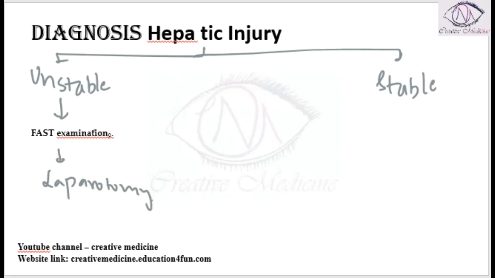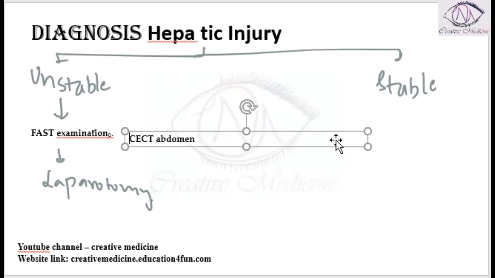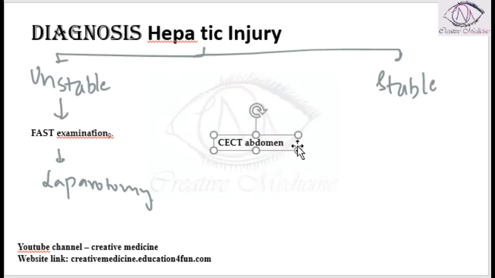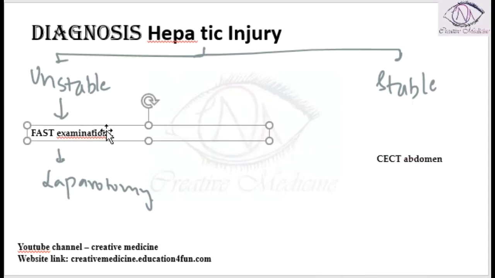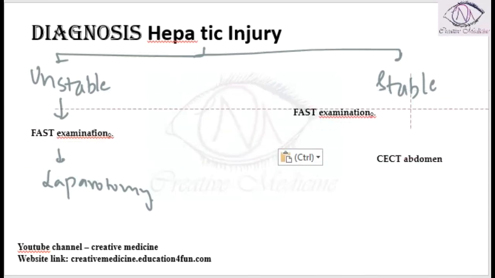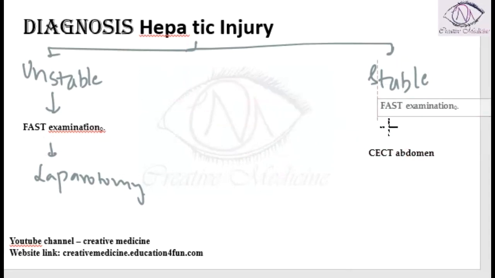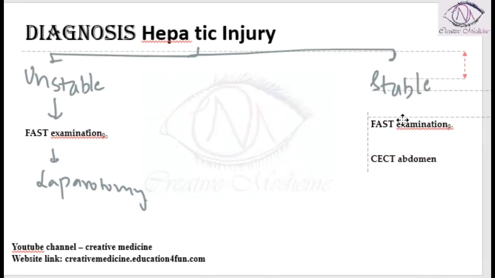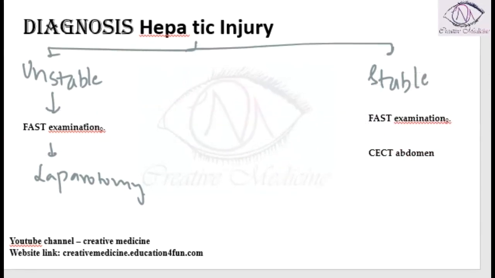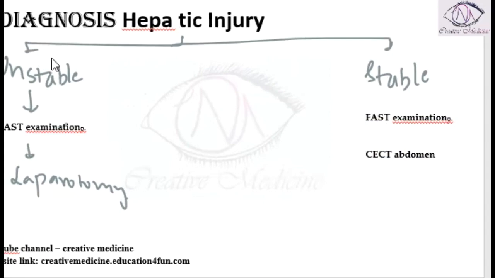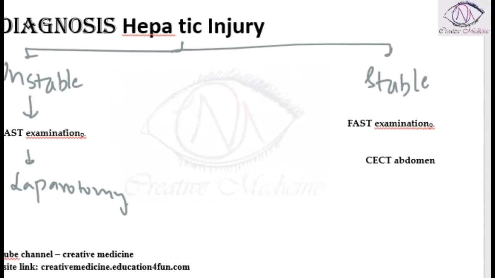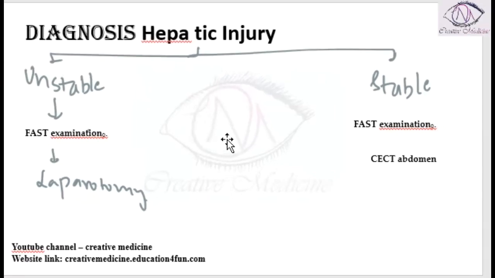If the patient is stable, in a suspected stable patient with hepatic trauma, you can do a CECT. In this also, a FAST examination can be done for screening, followed by CECT. First we do FAST and then CECT can be done.